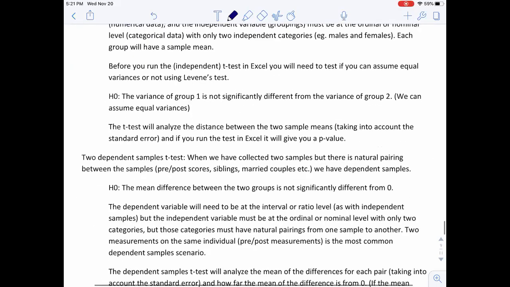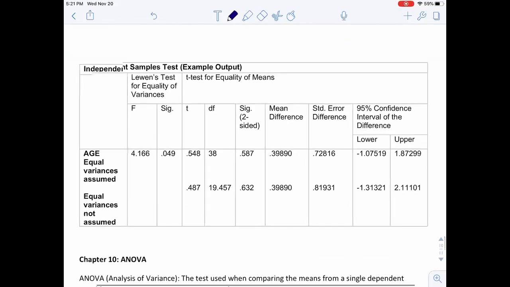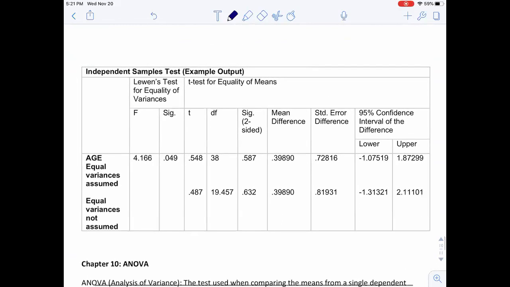I'm going to zip ahead here because I've got this printout, which is the same as the one, I don't know why it says Lewin's. That must have auto-corrected. Should be Levene's. Not sure what happened.